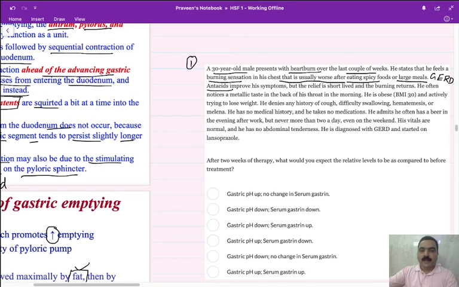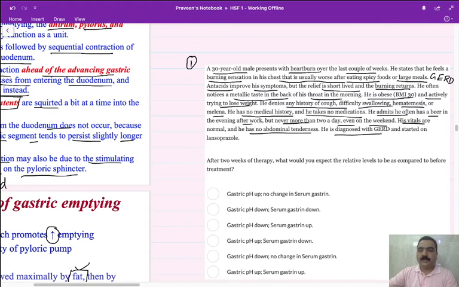So antacids improve his symptoms, but the relief is short-lived and the burning returns. He often notices a metallic taste in the back of his throat in the morning. He is obese and actively trying to lose weight. He denies any history of cough, difficulty swallowing, hematemesis or melena. He has no medical history and he takes no medication. He admits he often has a beer in the evening after work and never more than two, even on the weekend. His vitals are normal and he has no abdominal tenderness.